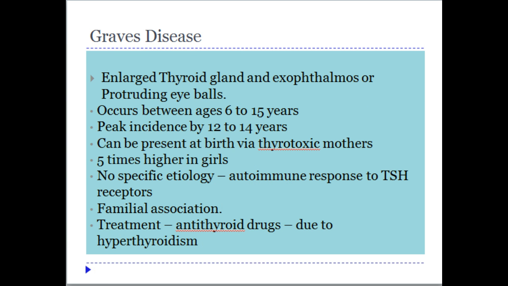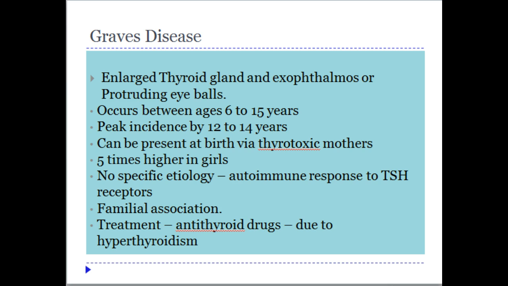So Graves' disease. I know that many of you know that Barbara Bush had Graves' disease, but I don't know if she was a young child when she was diagnosed with it. Essentially this is an enlarged thyroid gland, and they also get the protruding eyeballs. I can't say the word. As you well know, I trip over all kinds of words. It occurs anywhere between ages 6 and 15 years. The peak incidence of this is between 12 and 14 years.